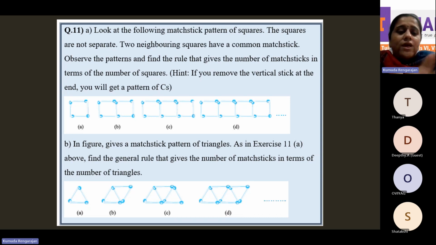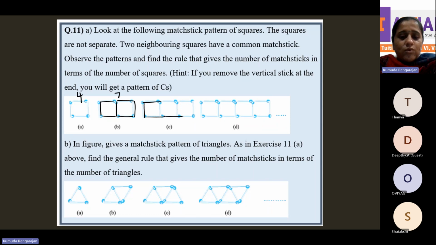Question like what? For 1 square, 4 sticks. For 2 squares, how many sticks? 1, 2, 3, 4, 5, 6, 7 sticks. Not 8, 7. For 3 squares, 1, 2, 3, 4, 5, 6, 7, 8, 9, 10 sticks. See?